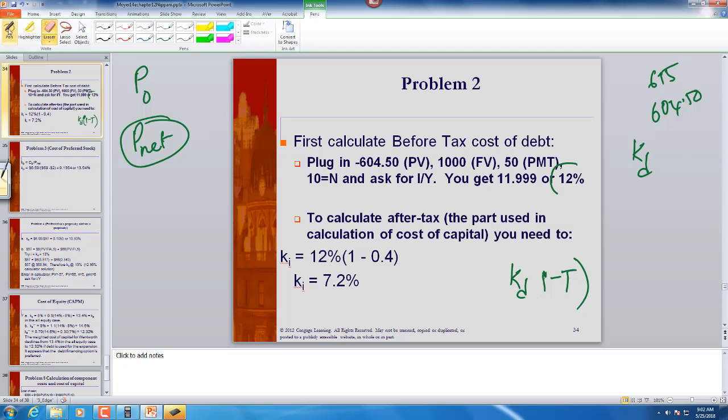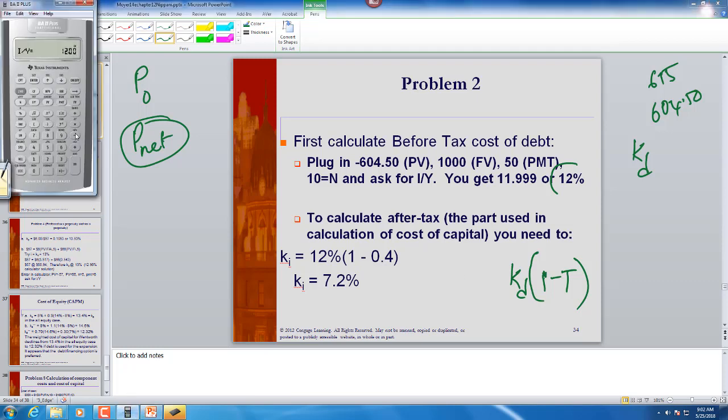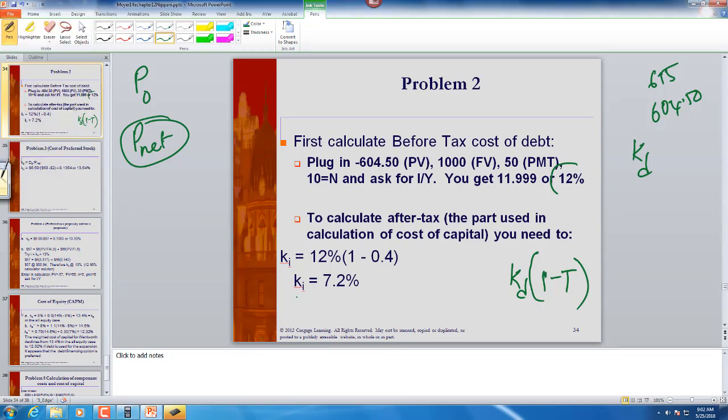Okay. Let me go back here. KD times (1 minus T). So you take 12 and multiply by 1 minus 0.4, that is multiplied with 0.6, 7.2. Now the advantage of KI, which you use in after-tax in the cost of capital, is see how much difference there is between KD and KI.